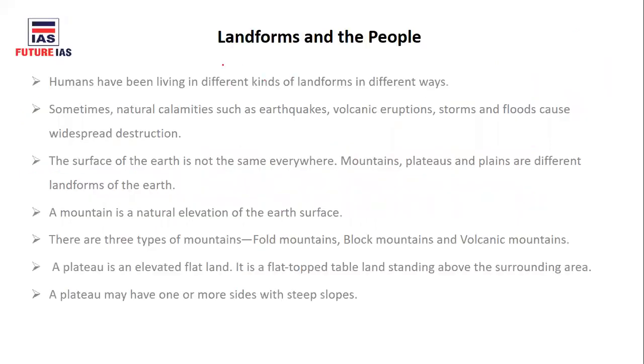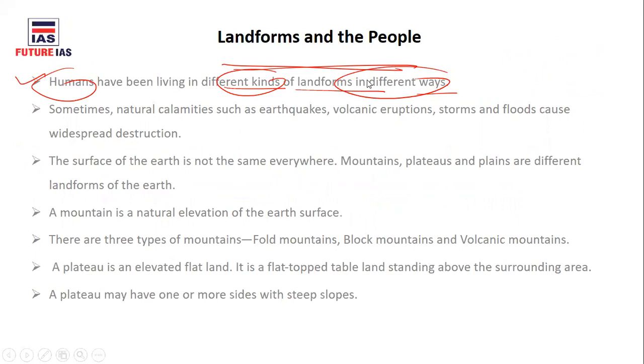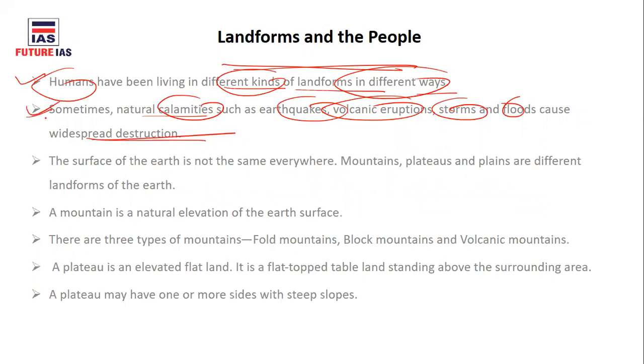Okay. Landforms and the people. Let's understand how the people are associated with the landforms. The humans have been living in different kinds of landforms in different ways. Jaise aapne dekha hoga, tribal people used to stay in some of those landforms which are very, very difficult to live in. For example, in the mountainous regions, in the plateau regions, in the forested regions. So people have adapted to different types of lands in their own way. The natural calamities such as earthquakes, volcanic eruptions, storms, and floods cause widespread destruction to those people who basically live in those landforms.